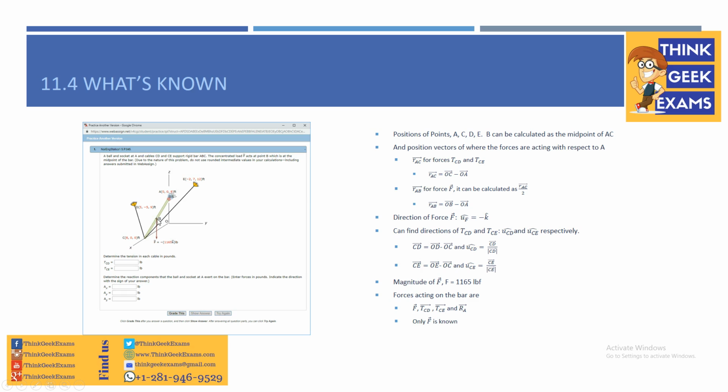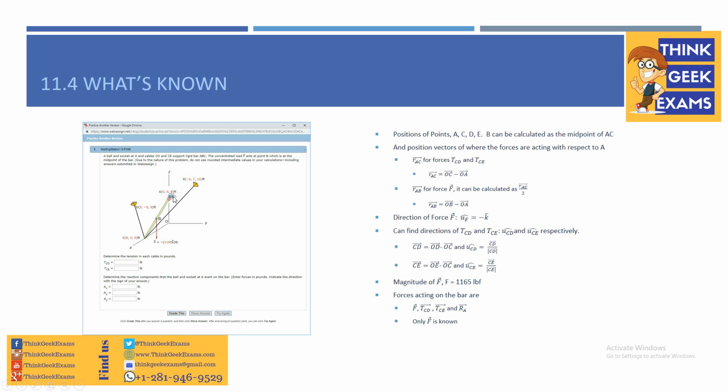Next, we need the direction vectors. The first direction vector is the easiest one. It's minus k, which is the direction vector for the force F. So U of F is minus k. Then we need U of CE, which is calculated over here. We get the vector CE by doing this, and then we get the unit vector by dividing by the magnitude. And we do the same thing for CD. UCD is the unit vector that we need. And our force magnitude is 1165, we know that.